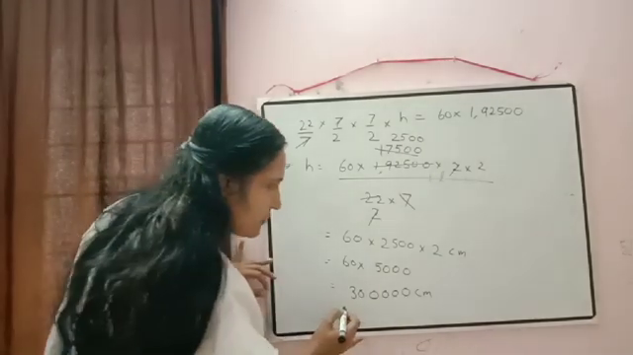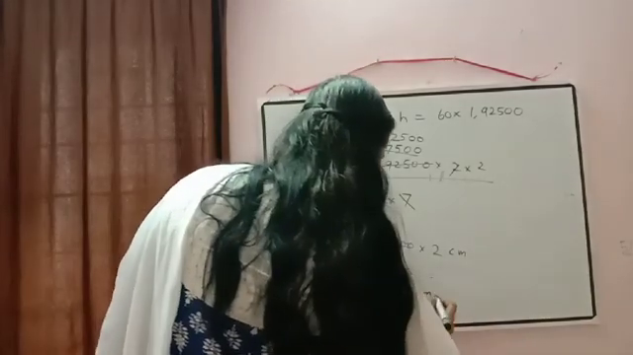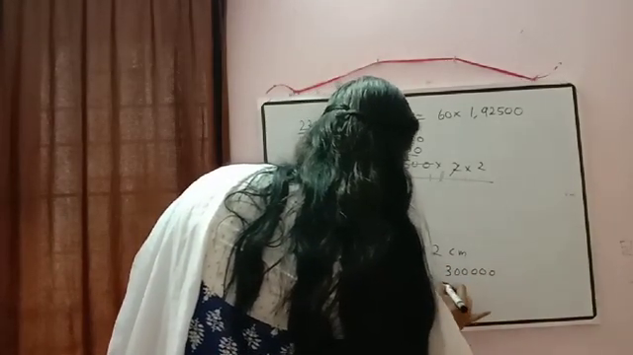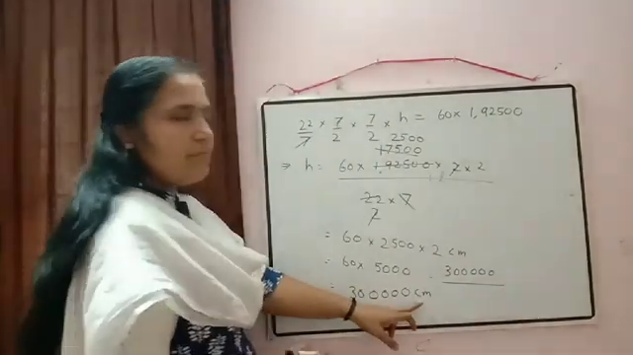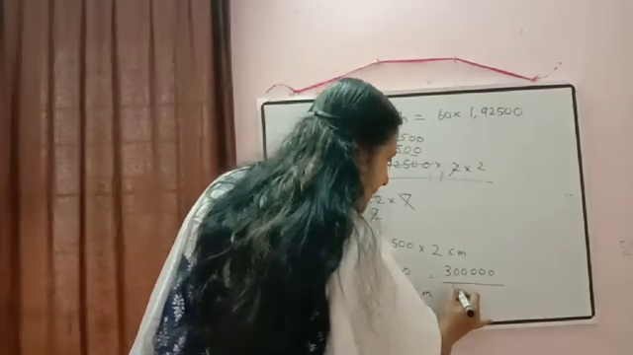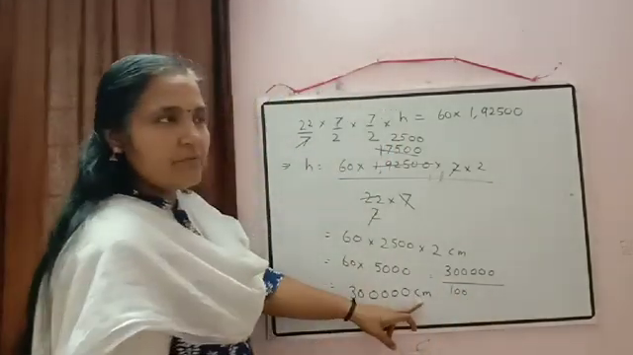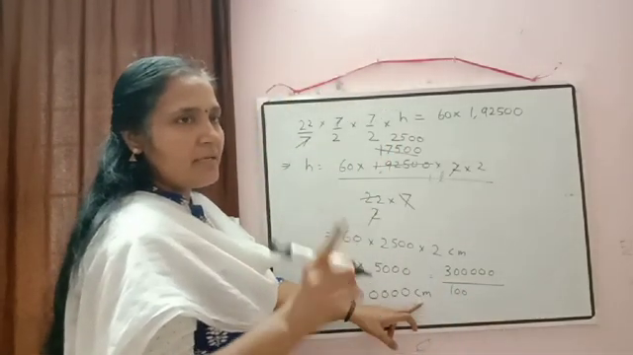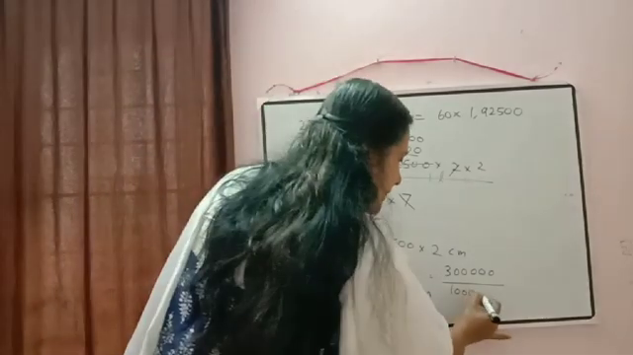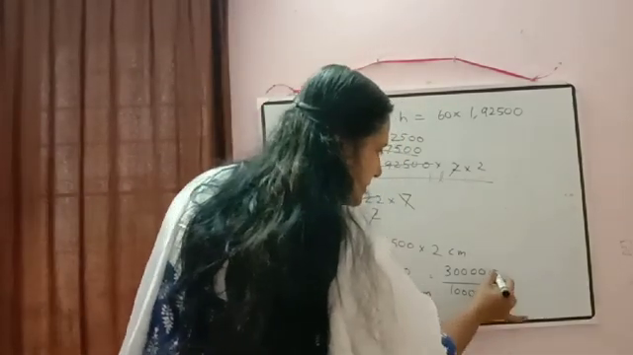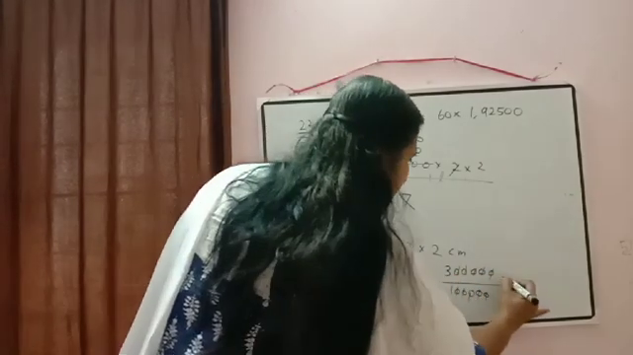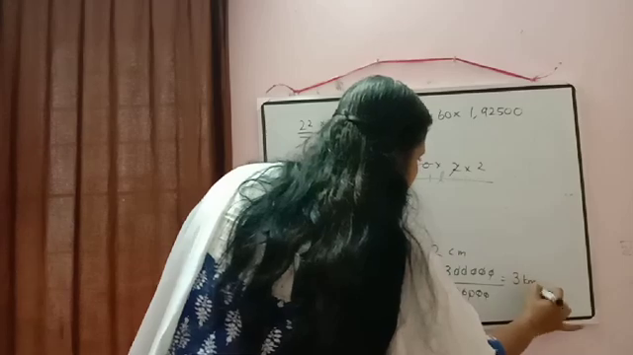Now if we have to convert into kilometer, what will come here? How many zeros are there? First, to convert centimeter into meter, what we have to do? We have to divide it by 100. And then to convert meter into kilometer, 1 kilometer is equal to 1000 meters. So again we need 3 zeros. All these zeros will get cancelled, and we will get 3 kilometer.